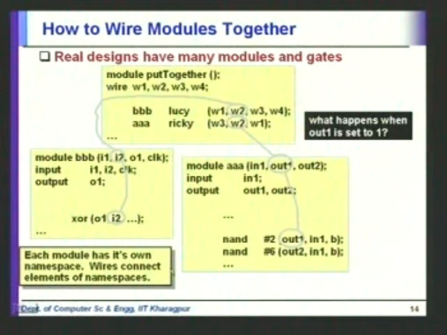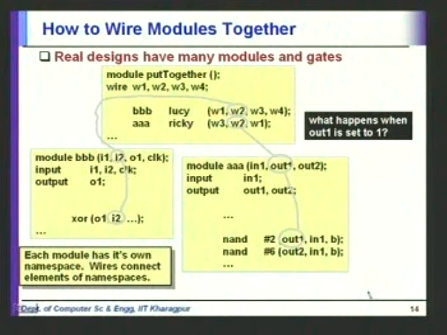Now, how does the data flow through these? Think of this module called put together, which has one copy of the module BBB and one copy of the module AAA. Just see how they are connected. There are wires W1, W2, W3, W4, and they are used to connect them in this way. Now what happens when out is set to 1?